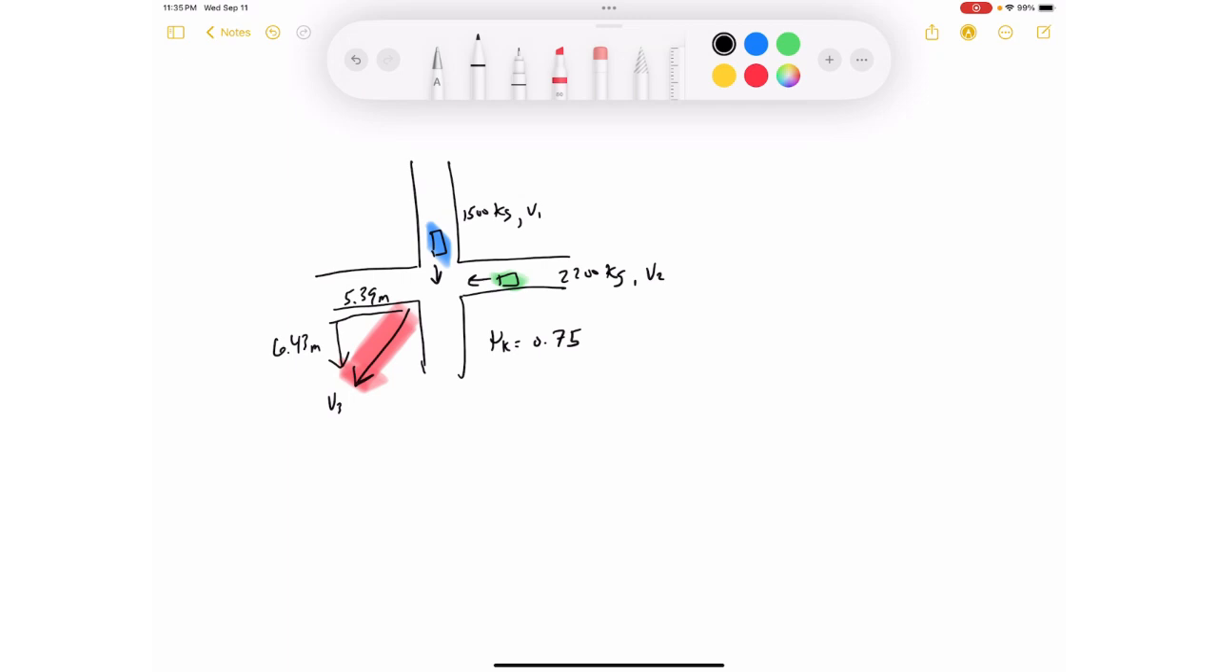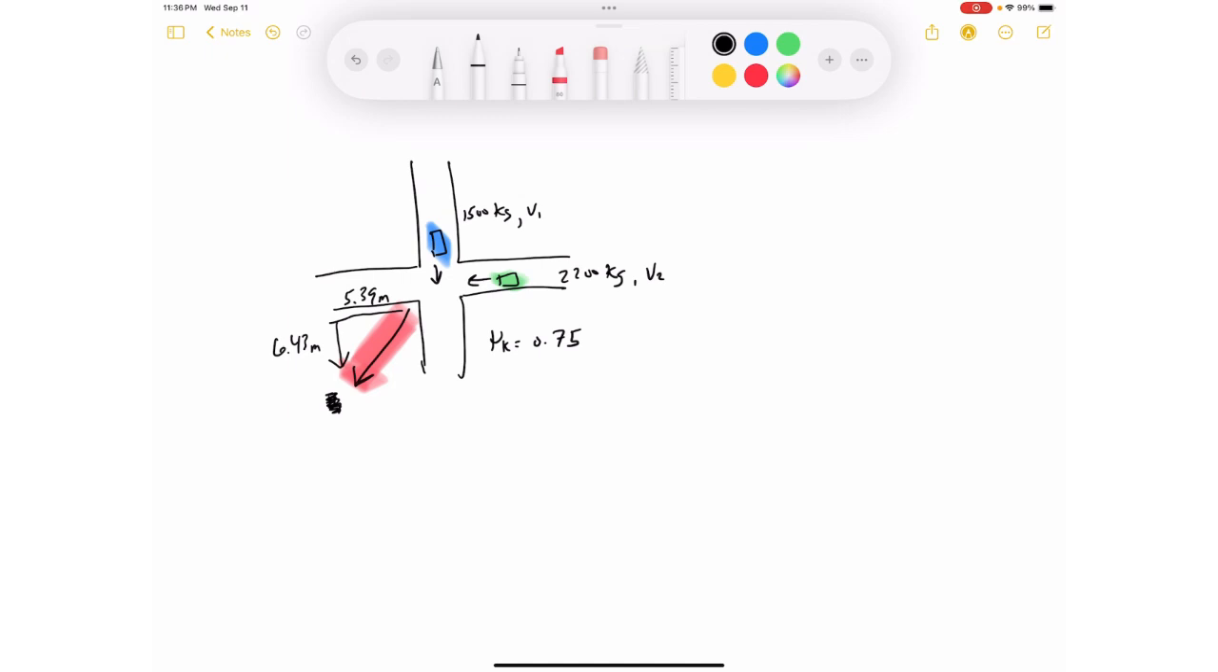So first of all, what I probably want to do is find out the length of this arrow. So how far did, what was the actual displacement of the car? I mean, we know it went 5.39 meters west and 6.43 meters south, but what was the actual displacement that the car went? Okay, so how do you do that?